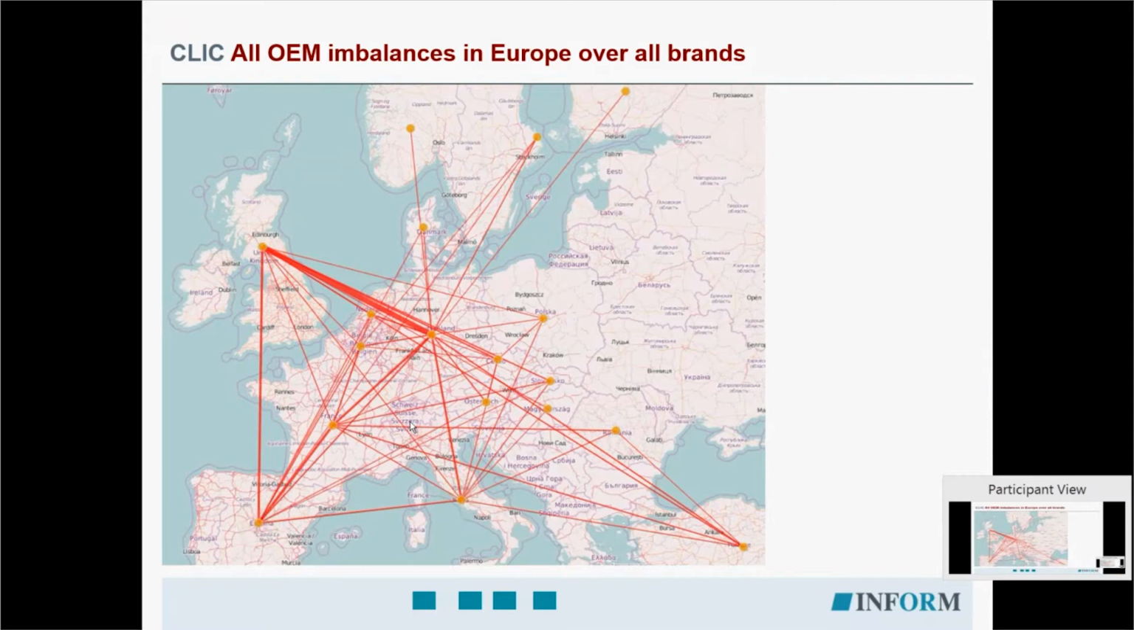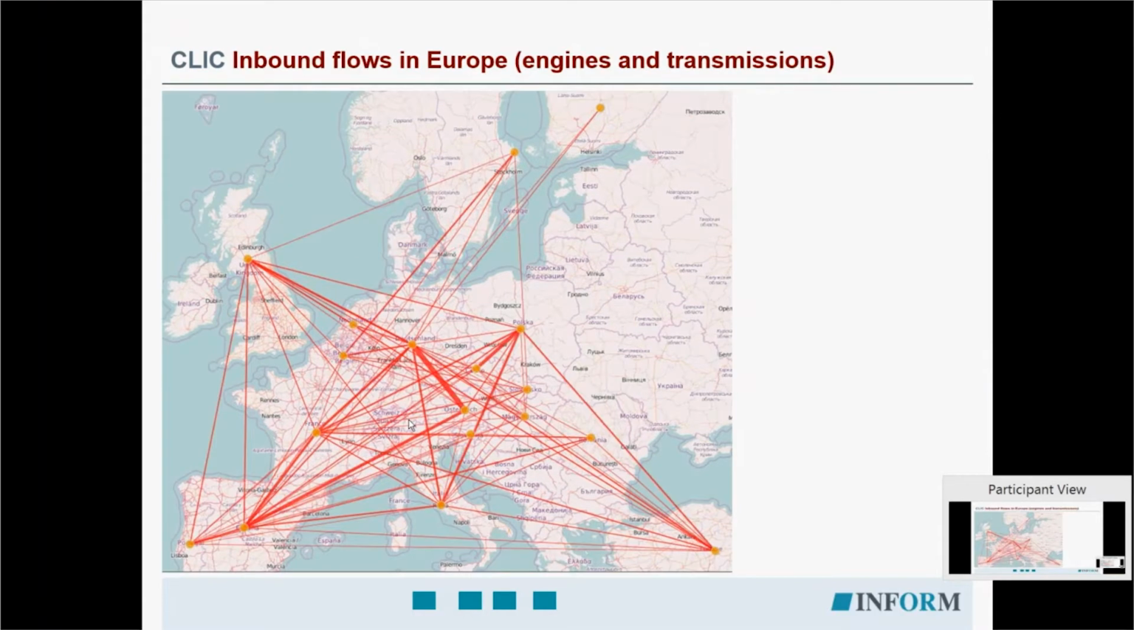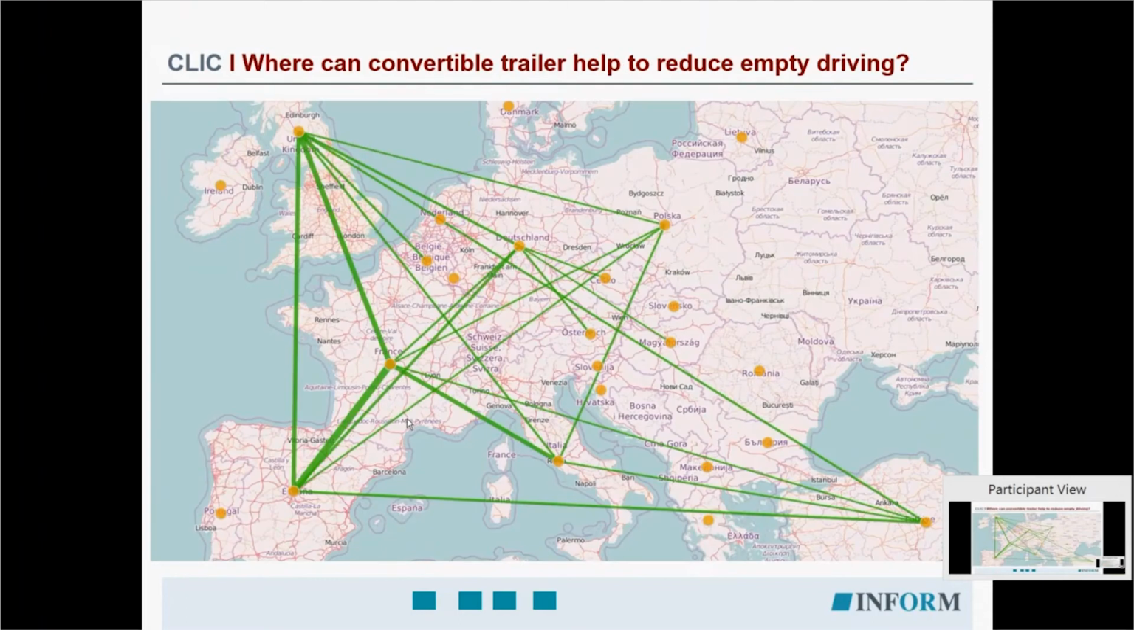In order to find alternative goods that we can put on these empty trailers, we did another study and collected inbound automotive flow data. This includes engines and transmissions and other car parts being brought into the factories throughout Europe. Why not use these flows to fill the empty backhauls we saw previously? The CLIC tool shows us this can work, and we now see the top 20 opportunities for the convertible trailer.